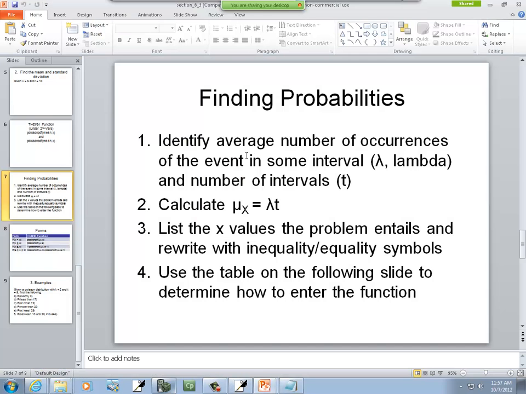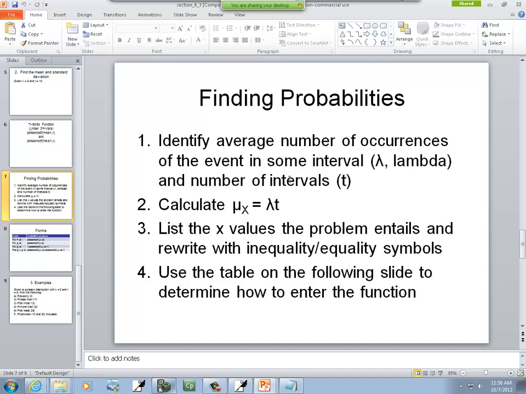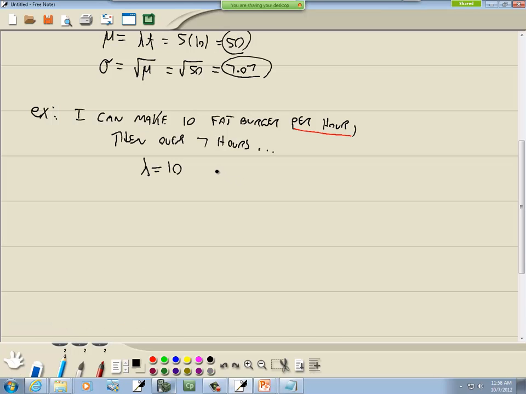Okay, identify the average number of occurrences of the event in some interval. That's our lambda. Well, I can make 10 fat burgers per hour. So this is per hour. Then I come down here, then it says over 7 hours. Well, t is the number of intervals. So t would be 7. So for this problem, our mean would be lambda times t, which would be 10 times 7, or 70.